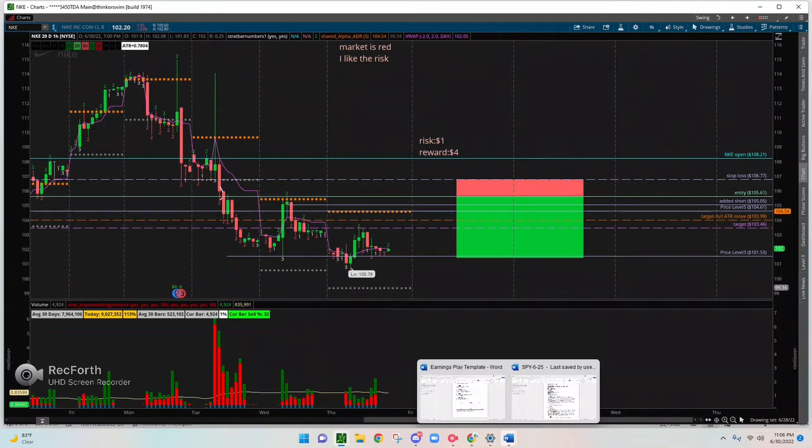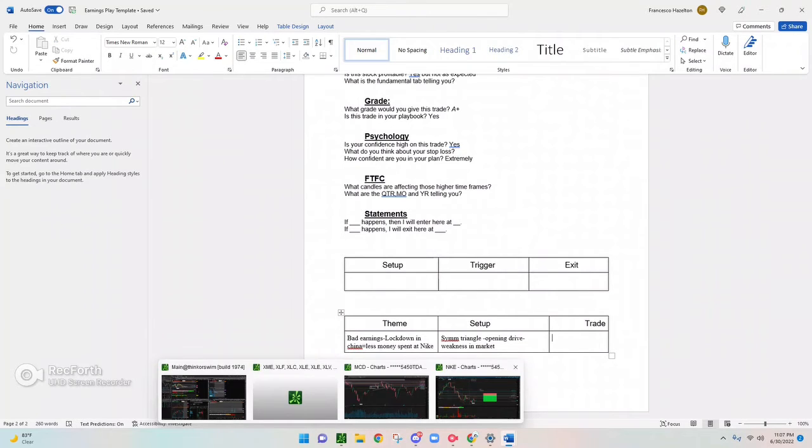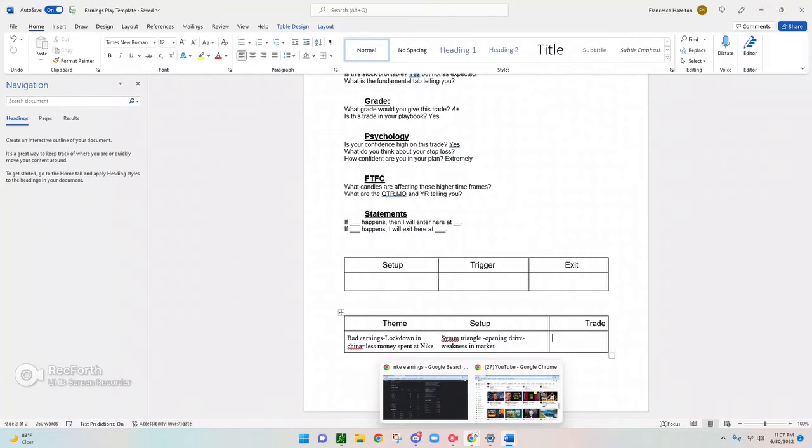So let's go over it one last time. You want to find stocks that have a news catalyst. Every trade should really be theme, setup, trade. It can also be setup, trigger, exit. If you don't have a news catalyst and you just like the setup, you can use this one as well. But I really like theme, setup, trade. If this happens and this is the setup, I will trade right here. I will enter.